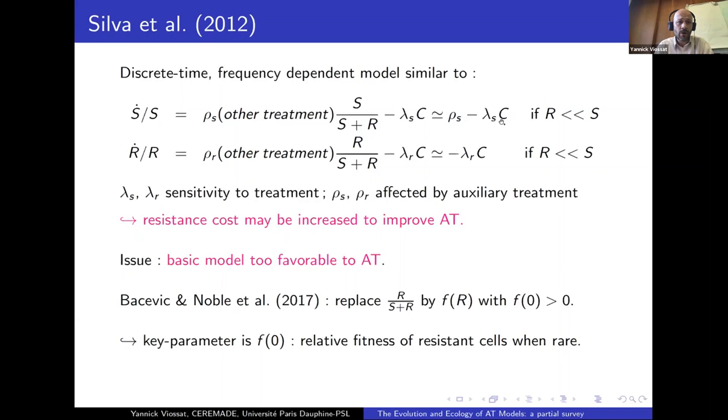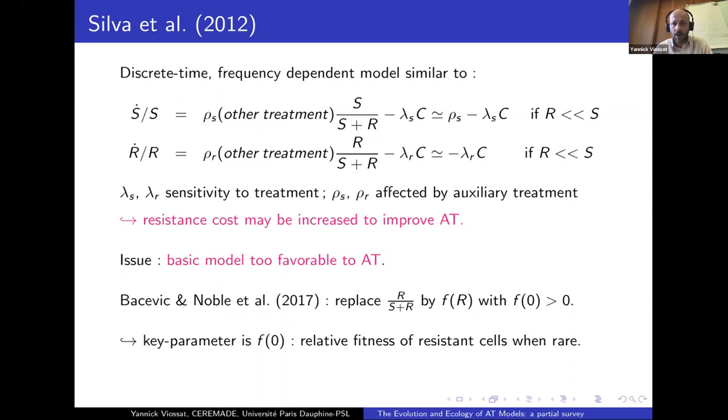And same thing for the resistant cells, except that they are less affected by treatment, and the term of the frequency dependence is also their frequency, but it means that when they are rare, this term is almost zero. So here, as before, the lambdas are sensitivities to treatment and the rhos are growth rates. But as I said, the innovation here is that these growth rates are affected by some auxiliary treatment. So the idea is that there could be ways to increase the resistant cost in order to improve adaptive therapy. I think this is the point of this model.